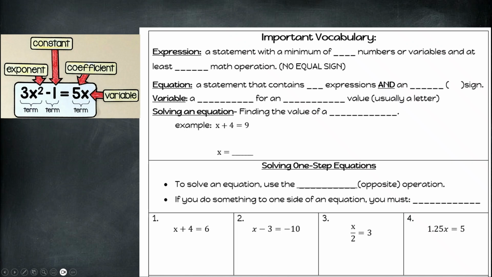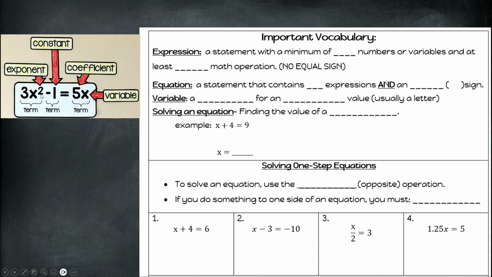All right, so this here is a quick little review of what different parts of an equation are. In order to solve an equation, we must first know what the parts of an equation are. So we have the constant. There we go. So we have an exponent, which is the little number above a variable.